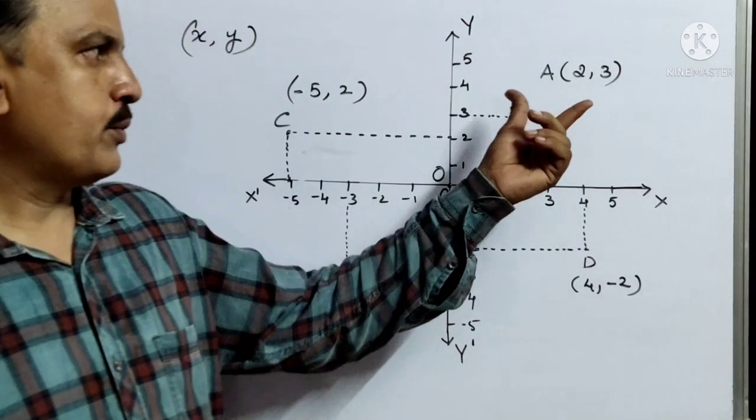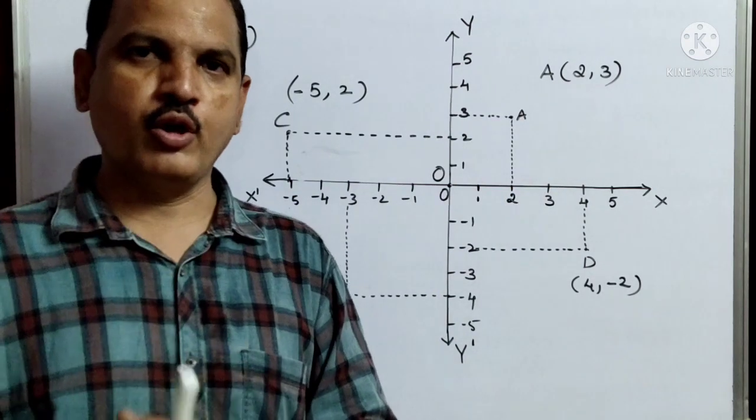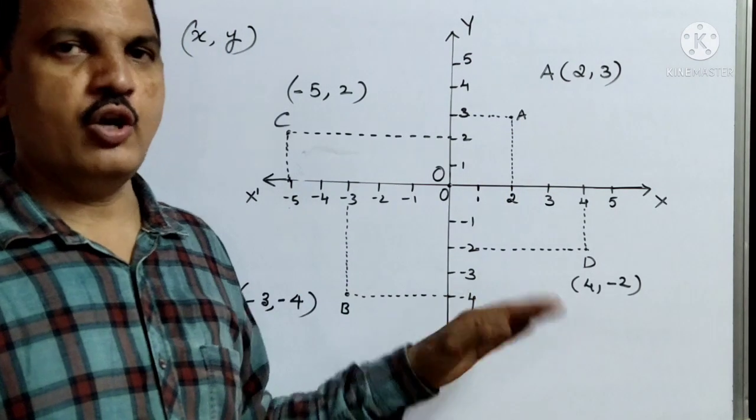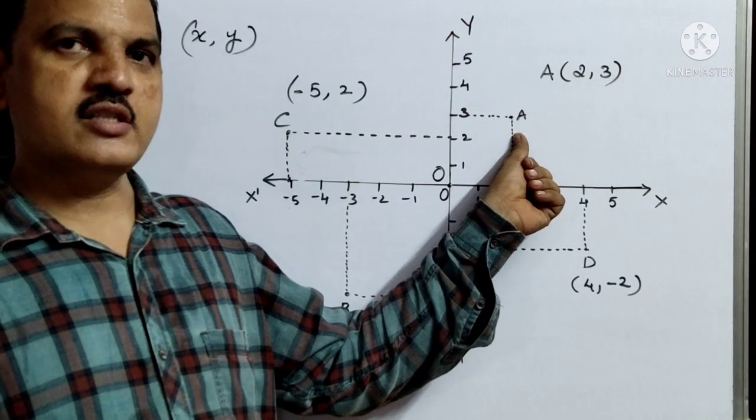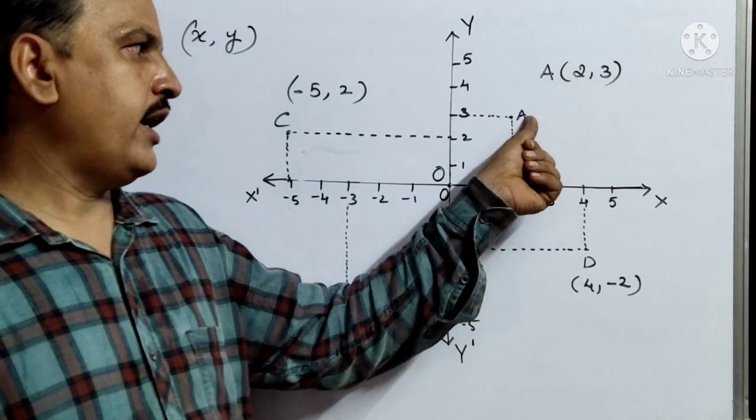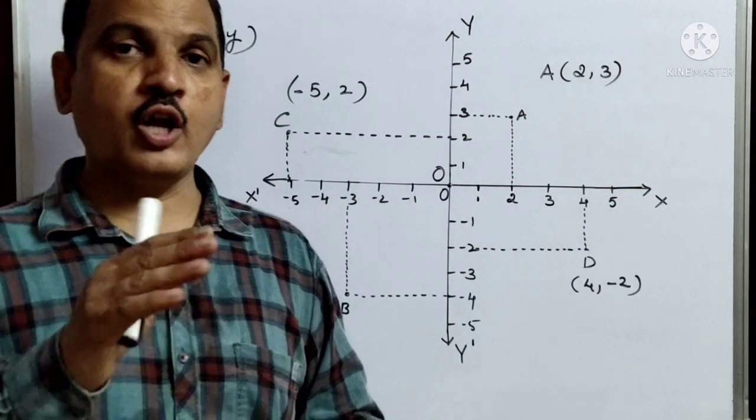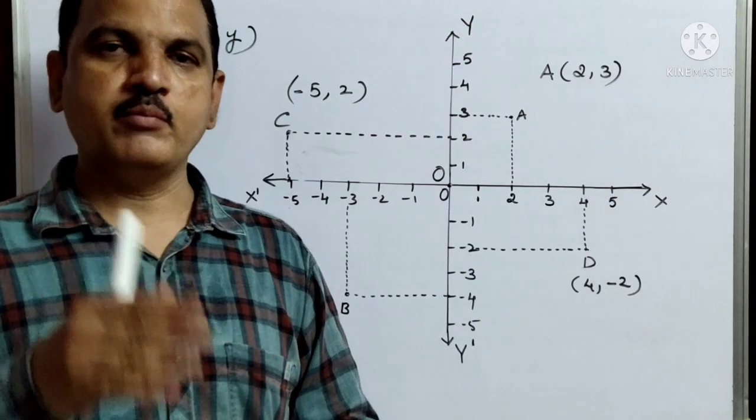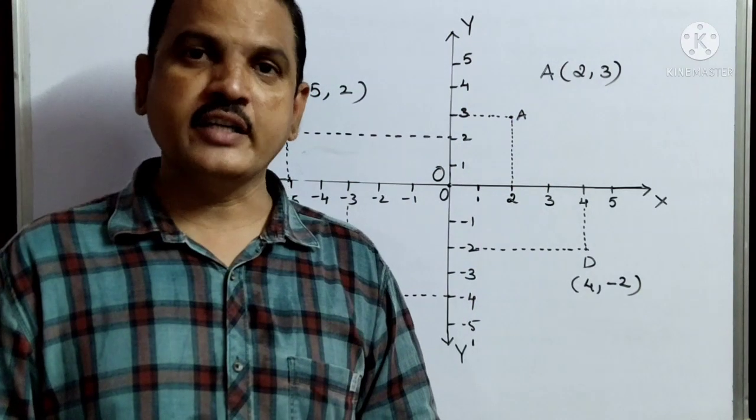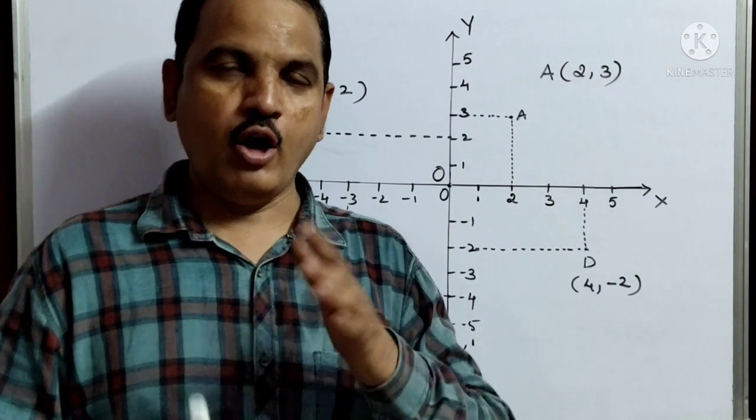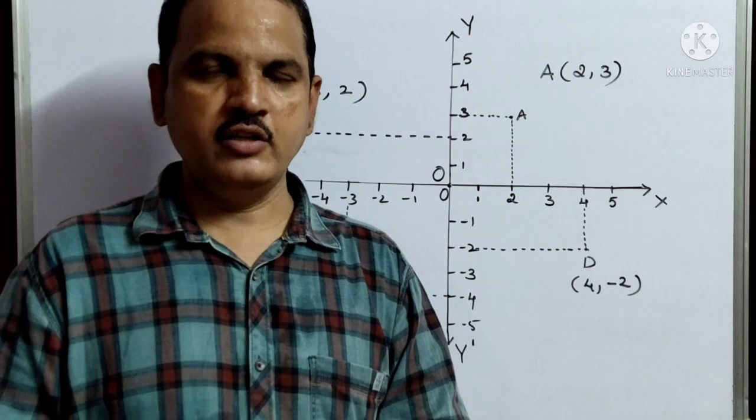That means, suppose (2, 3). How do you have to plot it now? Because in this question, it was already plotted and you just gave the answer, the points. That means A is (2, 3). But now it's not that. I am going to give you (2, 3) and you have to plot the point on the graph. Okay. Now how to start the graph also I'll tell you, children.